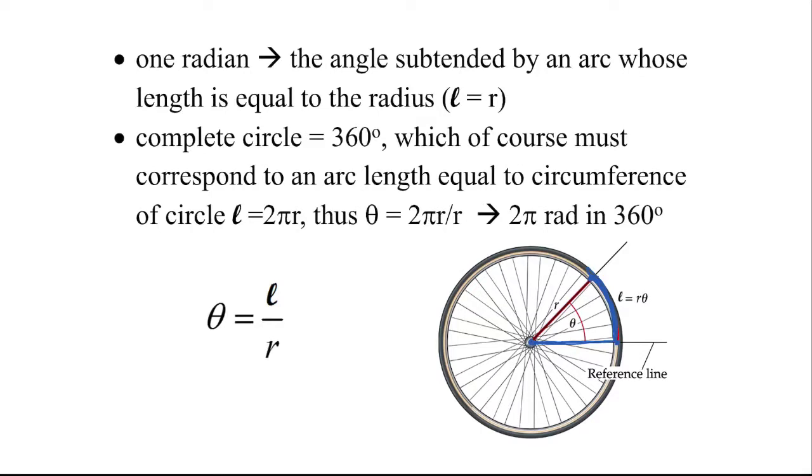So I know this is all the nice fancy language up here, but that's basically what it's saying. Angle subtended by an arc, okay? This is the angle, this is the arc, right here, whose length is equal to the radius, okay?